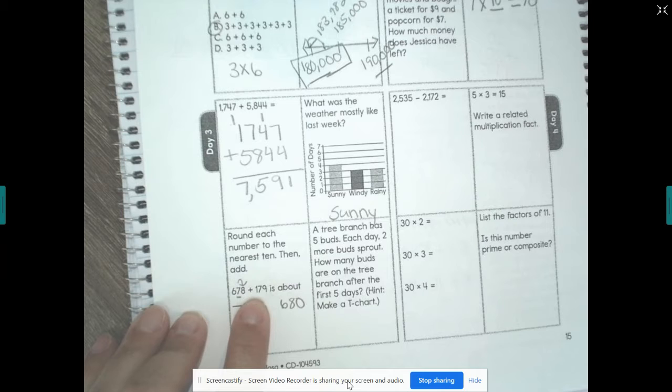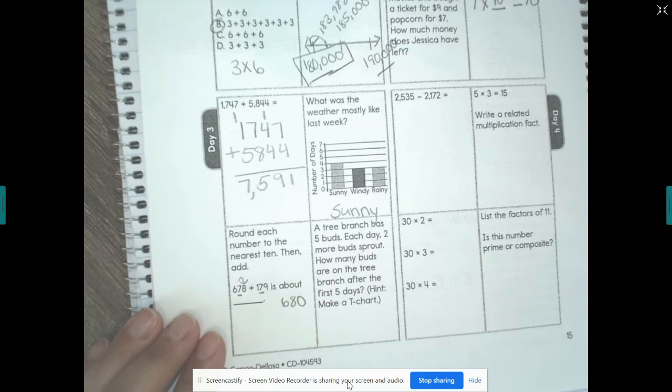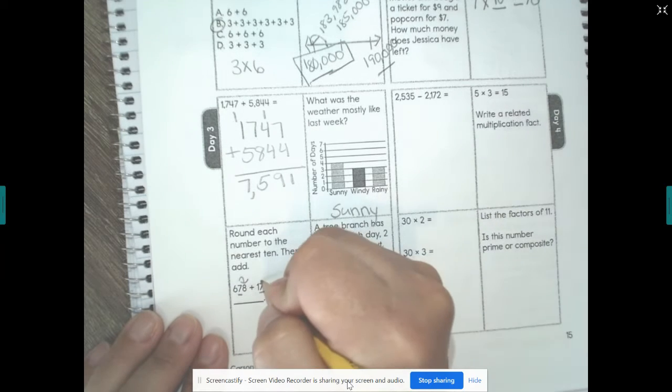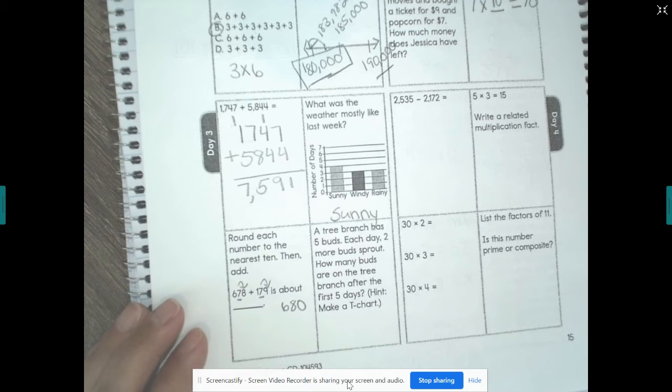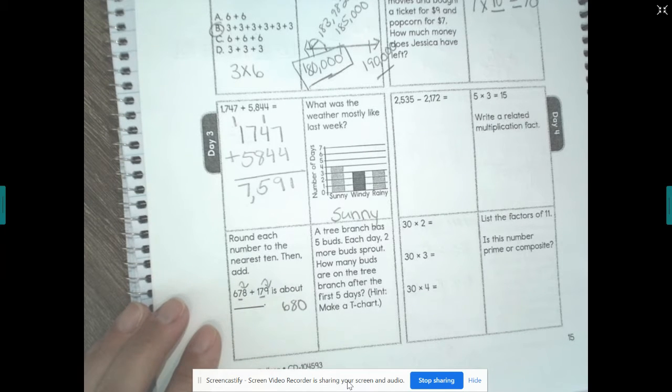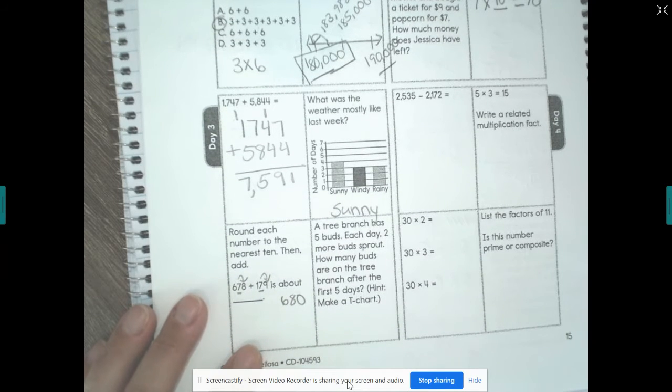Next number, the 7 is in the tens place. So we're either going to keep it a 7 or we're going to change it to an 8. The number in front will stay the same, and all the numbers behind the number I underlined will become zeros. It is a 9 behind the 7, so our rule is to add one more. So this number is closer to 180 than it is to 170. So I'm going to round up to 180.